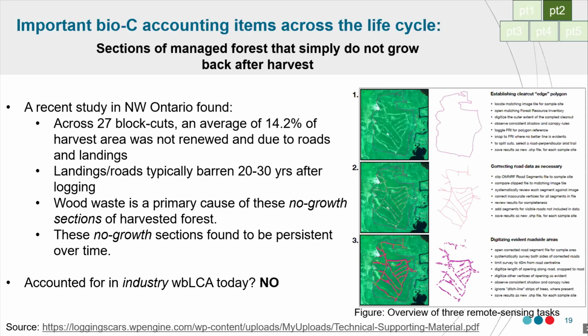For example, some sections of a managed forest may simply not grow back. There was a recent study from Northwest Ontario that studied 27 block cuts, where they found that on average about 14.2% of the harvest area was not renewed, and that was completely due to roads and landings. They found this was persisting over time. Now I'm not saying this is true everywhere across Canada, but this was a certain case study, and it would be interesting to broaden the horizon and understand it more across Canada, just to get a better sense of it. So is this accounted for in standard industry whole building LCA? Well, no, not really, as I mentioned in my first slide.